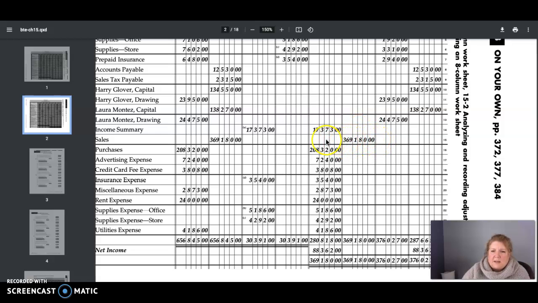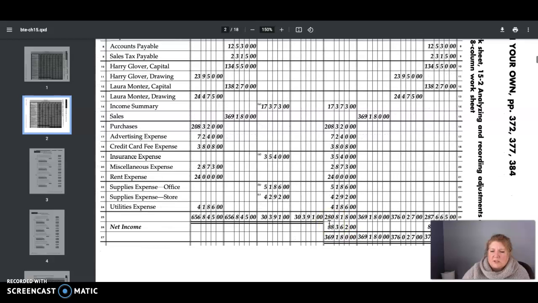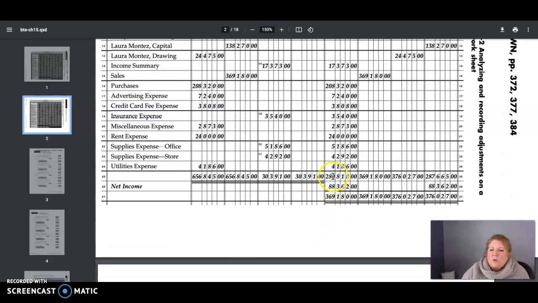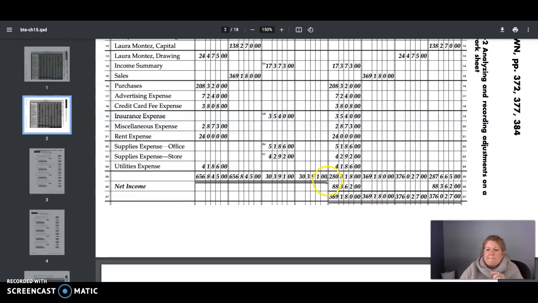Sales has a credit balance. All the rest are debits, all your expense accounts. So you add up your debits, you add up your credits, and you have all these numbers. They don't equal. They're not supposed to equal. But the difference between this column and this column should be the same as the difference between this column and this column. Notice 88,362. That is considered then your net income for the period.